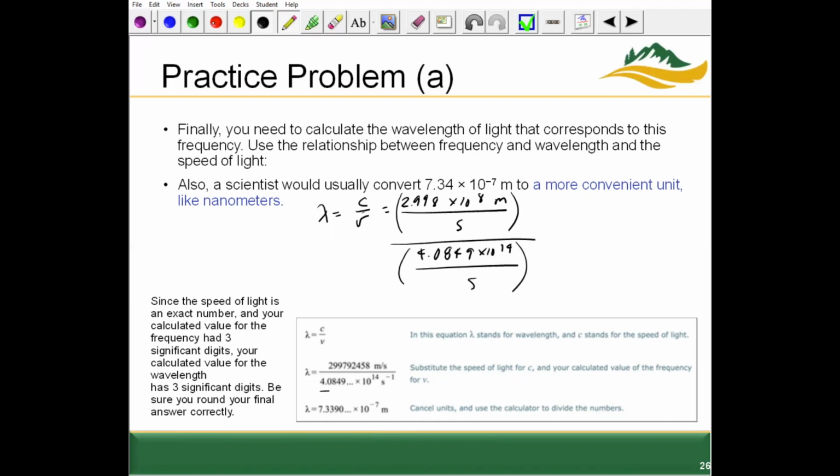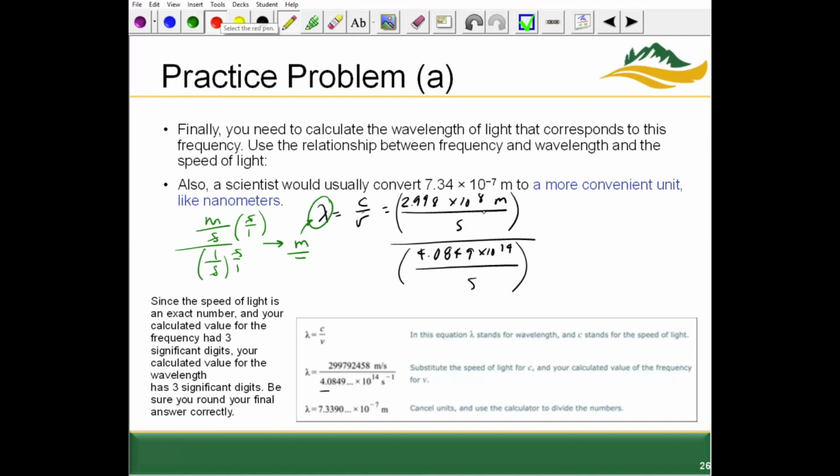Here's our values. Let's see how just the units do work out. So C, speed of light, is meters per second. Frequency is 1/second. We can multiply by the reciprocal here. Seconds and seconds cancel out. This leaves us just units of meters, which is what we expect for lambda.